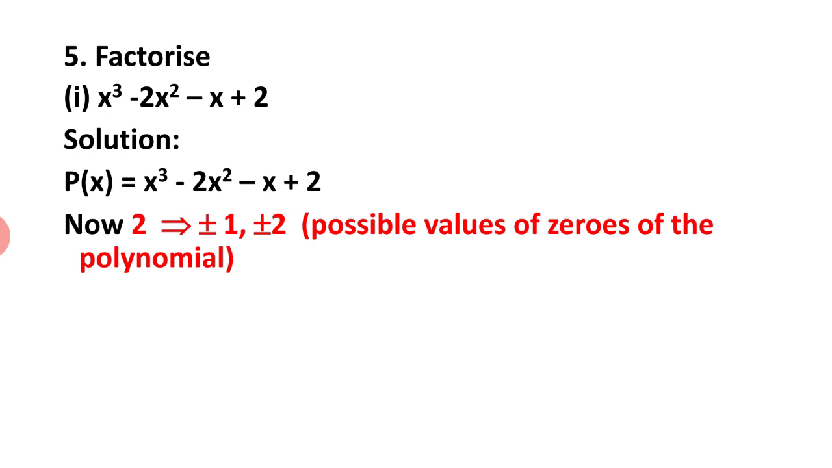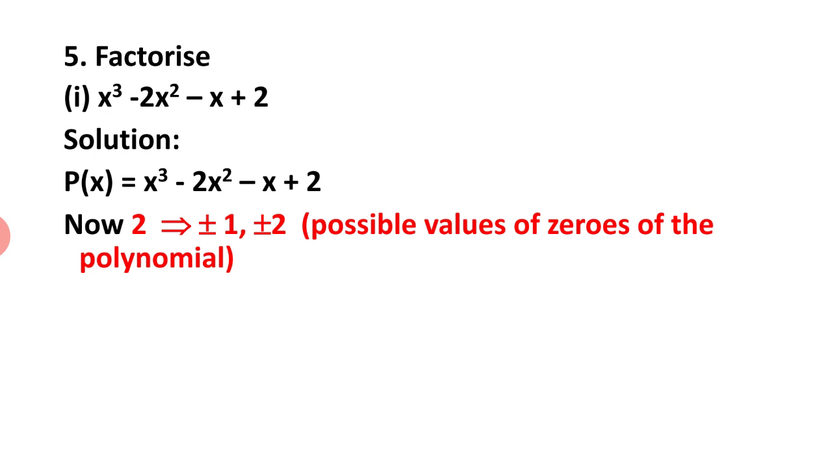Now look at the polynomial p of x. Here 2 terms are negative and 2 are positive. So in this case, we should always go with positive values first. Is it okay? Now plus 1 or plus 2. Now sometimes you need to take or do more attempts to get the zeros of the polynomial.